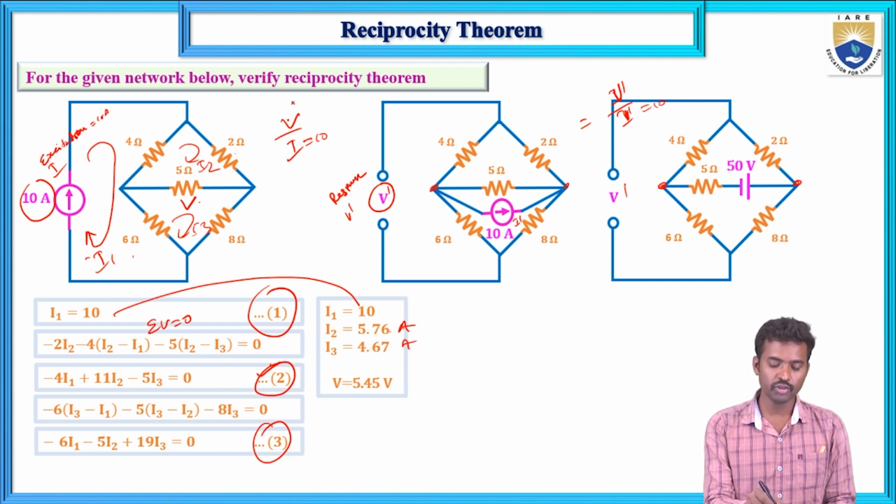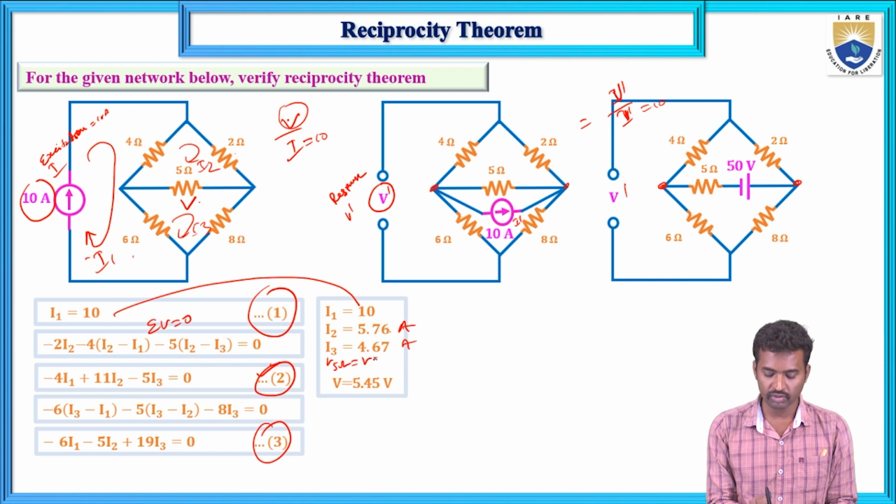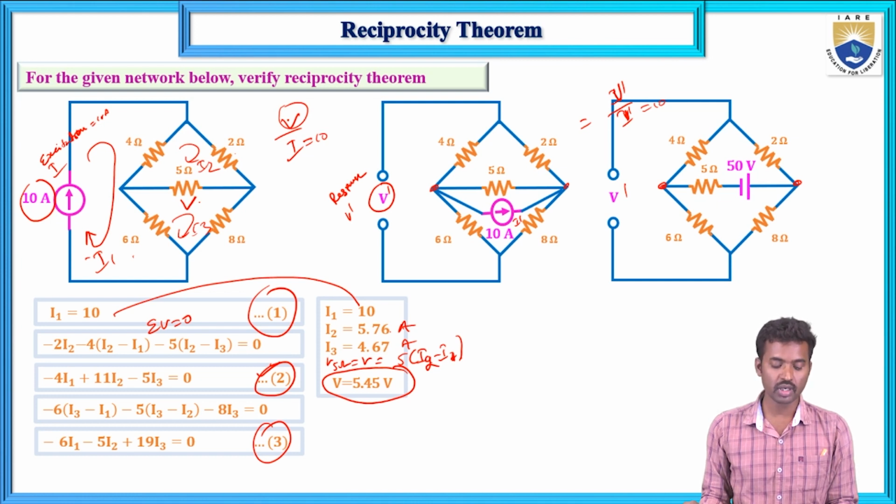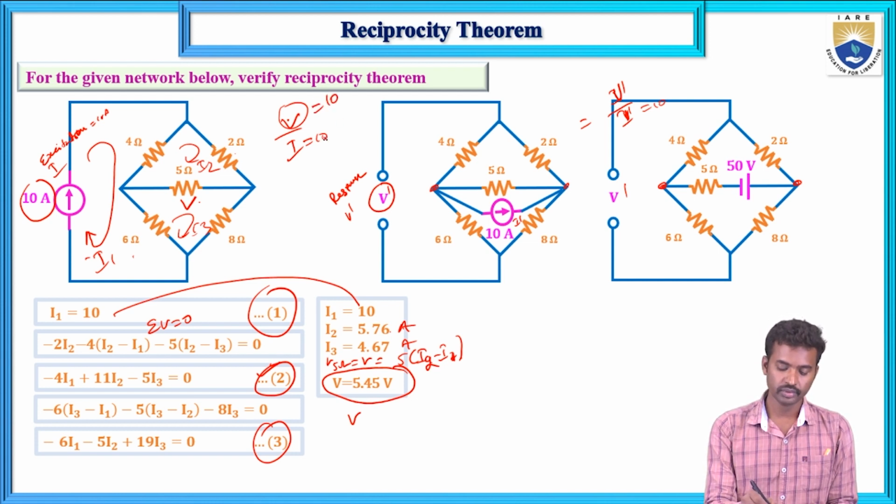Here we need the voltage across 5 ohms. So V across 5 ohms equals 5 into (I2 minus I3), sorry, I2 minus I3. Here I2 is 5.76 and I3 is 4.67, and this is the 5 ohm resistance. If you substitute, you will get V equals 5.45. Now we have the response and excitation for circuit 1. The response is the voltage 5.45 volts and the excitation is 10.